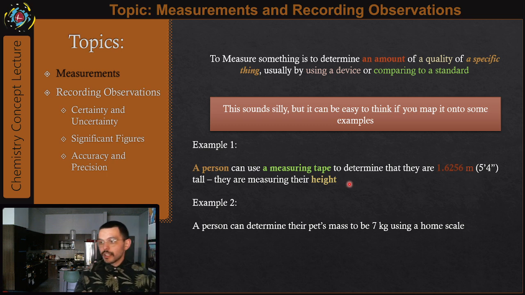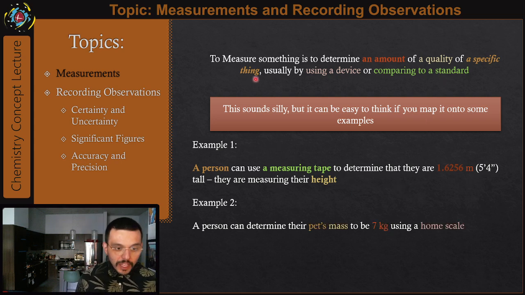Example 2. A person can determine their pet's mass to be 7 kilograms using a home scale. So in this case, the specific thing is the pet. We're trying to figure out its mass, which is the quality. We know that it's 7 kilograms, which is an amount, and we obtained it using a home scale, which is a device.